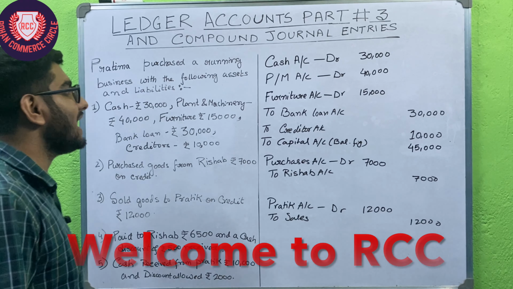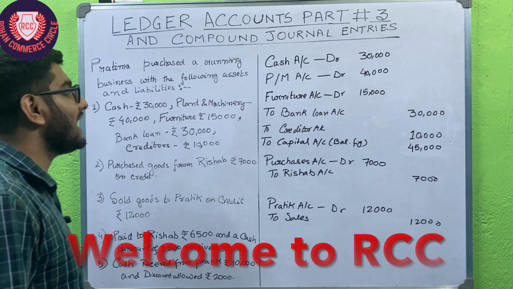How much is the value? It is 12,000. So I am writing it over here, 12,000 by Pratik. We have to write it sidewise, but as there is no place, I am writing it as WO. Next is Rishabh account debit to cash, to discount received. So in Rishabh account we have to write to cash.